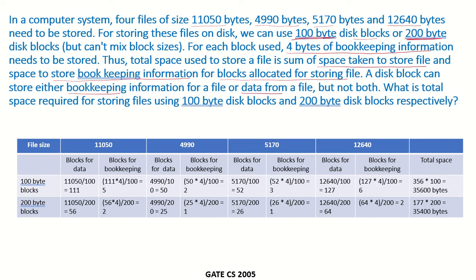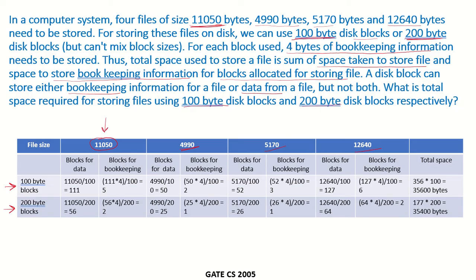So what is the total space required for storing the files using 100 byte disk blocks and 200 byte disk blocks? So I've created a table over here. We are going to compare how much space is required if we use either 100 byte disk blocks or 200 byte disk blocks. So this is the file size. We are given the file sizes over here: 11050, 4990 bytes, 5170 bytes, 12640 bytes.